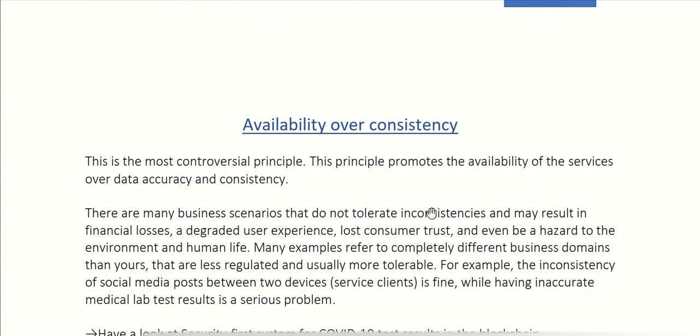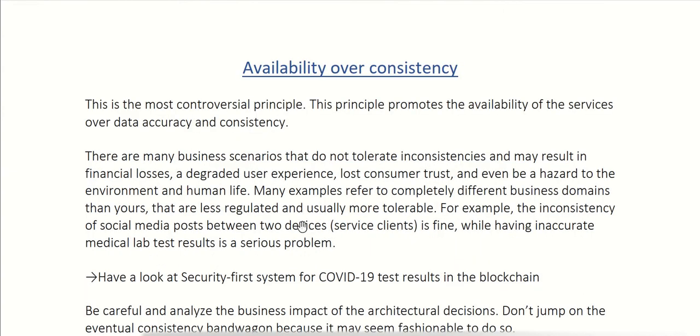Okay, so we completed I, D, E. Now, what is A? Availability over consistency. This is the most controversial principle. This principle promotes the availability of the services over data accuracy and consistency.